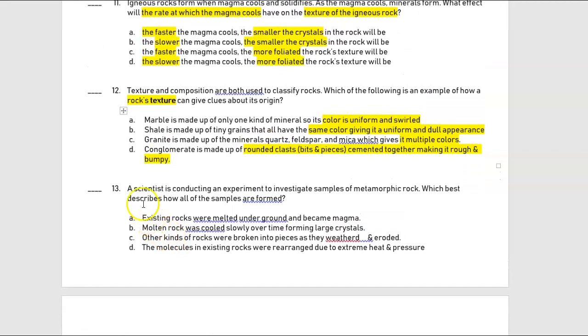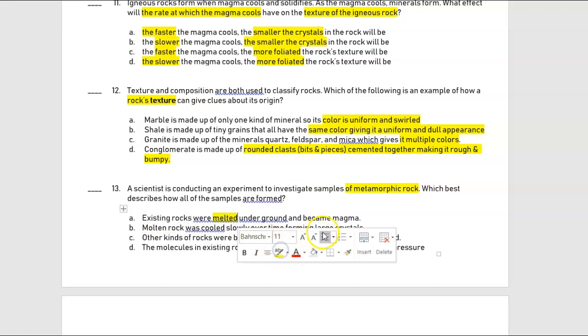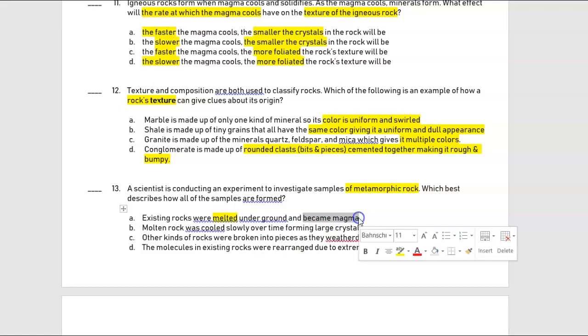And then finally, number 13. A scientist is conducting an experiment to investigate samples of metamorphic rock, which best describes how all of the samples are formed. So here we're looking at metamorphic rock and how the metamorphic samples are formed. So A, existing rocks were melted underground and became magma. So I would highlight melted and magma on this one.